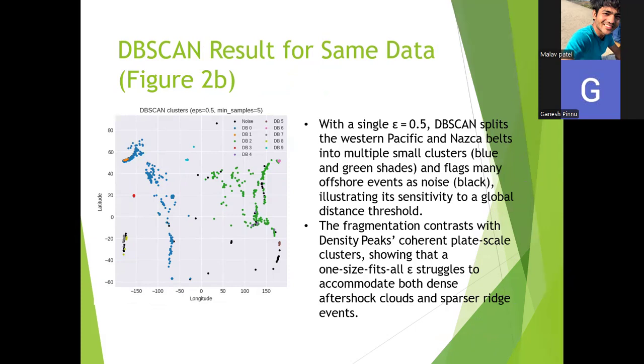Hello, I am Ganesh. Now I'll explain the DBSCAN result. In contrast, here's the result from DBSCAN with a fixed epsilon equal to 0.5. Notice how it breaks up continuous regions into many teeny groups and even marks many offshore events as noise, black dots. That's because one global epsilon value doesn't work well for areas that have both dense and sparse events. This highlights how sensitive DBSCAN is to parameter settings, especially for global earthquake clustering.